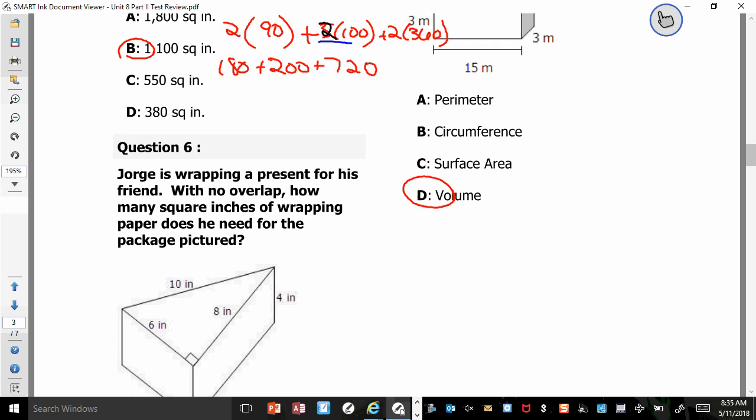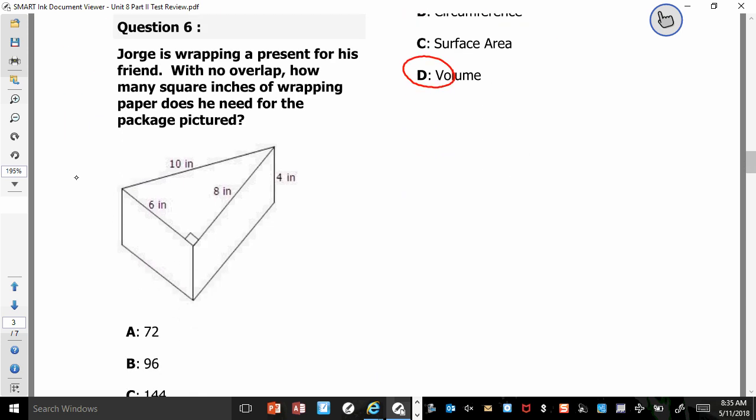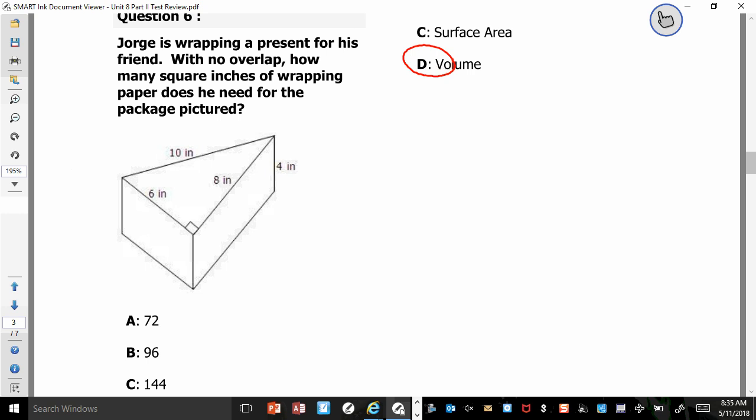All right. Let's see. Jorge is wrapping a present for his friend with no overlap. How many square inches of wrapping paper? What do you think it's going to be? Volume? You put something in it or covering it? Surface area, right? Square inches. Surface area. So here's our base. Now, what kind of shape is it? Triangular. A triangular prism. Okay?